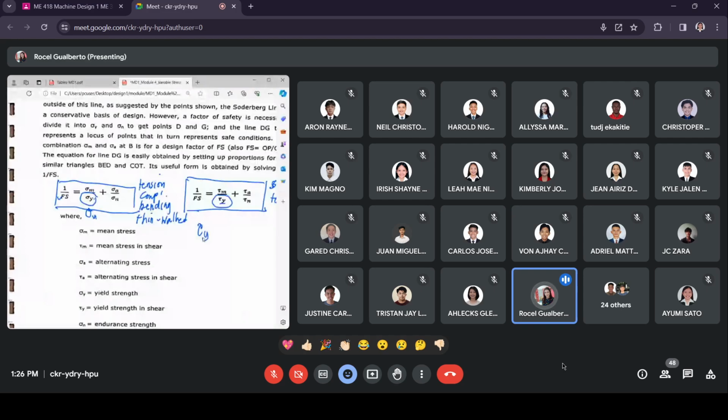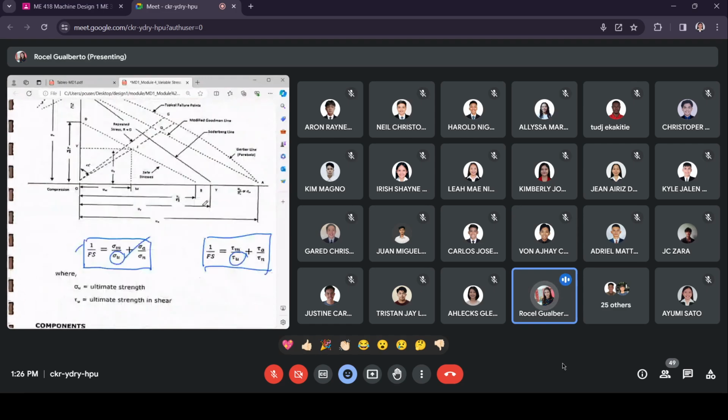Now, what is new to us would be sigma m, sigma a, and sigma n, and also their equivalent tau m, tau a, and tau n. Okay? So this is what is new to us. So let us discuss those values. How do we obtain these values? So we start first with your sigma n and your tau n. What are the values of these two?